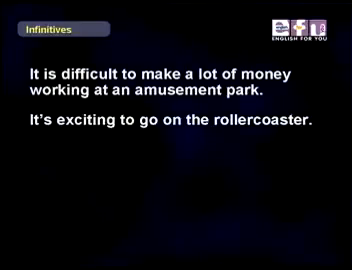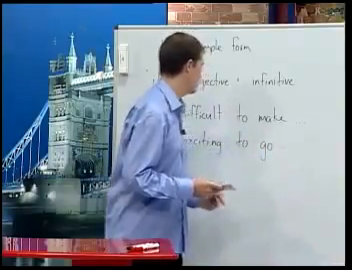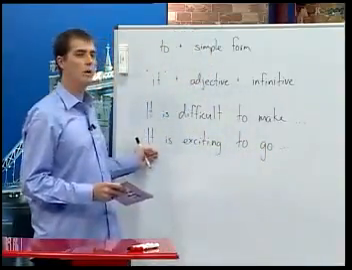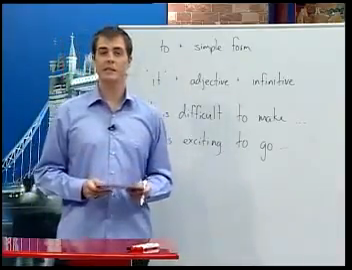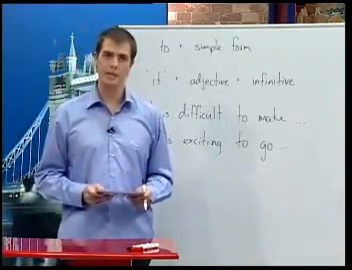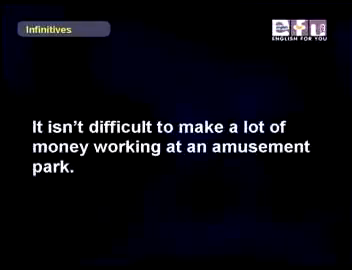The second sentence, we have, it is exciting. Exciting is the adjective, so following the adjective is the infinitive. To go, dot, dot, dot. It's exciting to go on the roller coaster. Negative sentences can also be made. So let's take a look at some of these examples. It isn't difficult to make a lot of money working at an amusement park.